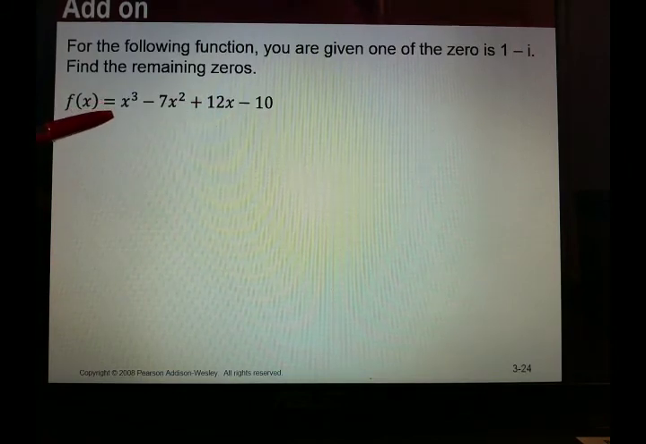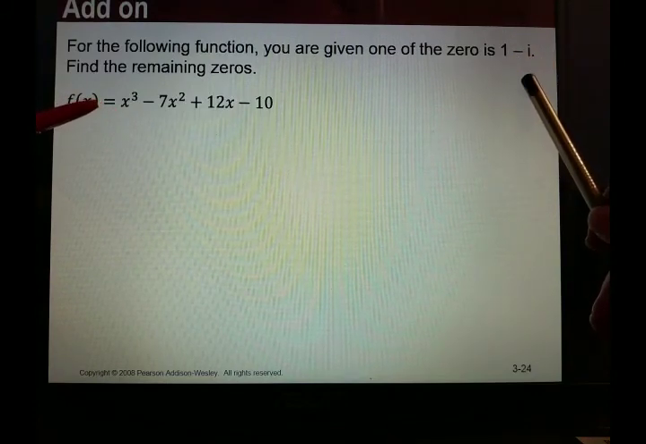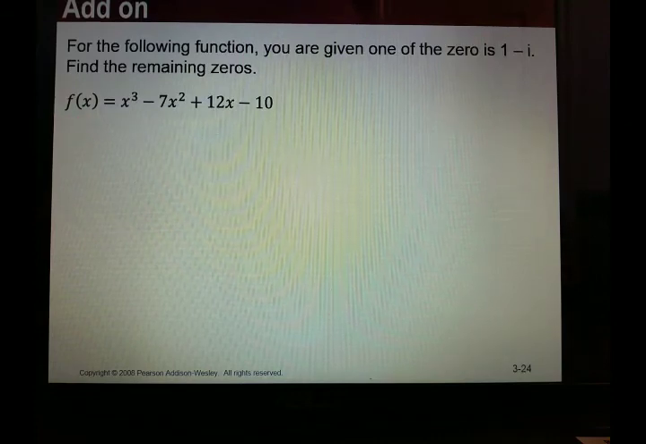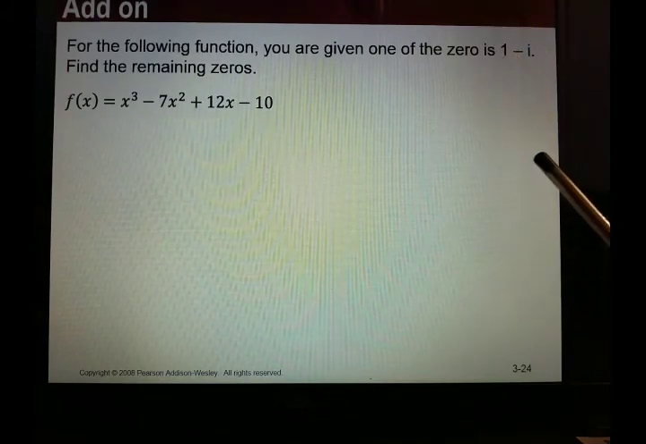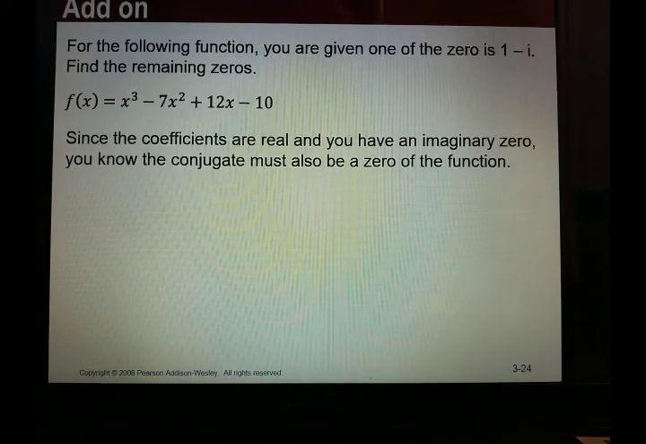Because these coefficients are all real numbers, and I have a complex imaginary root, I know that I have to have the conjugate as well. So I already know one of my other answers has to be 1 plus i. Now the degree is 3, so therefore I should have 3 answers total. We have 1 minus i, we know we should have 1 plus i as a 0, and we need to find one more 0. So we're going to start with synthetic division with 1 minus i in the box.